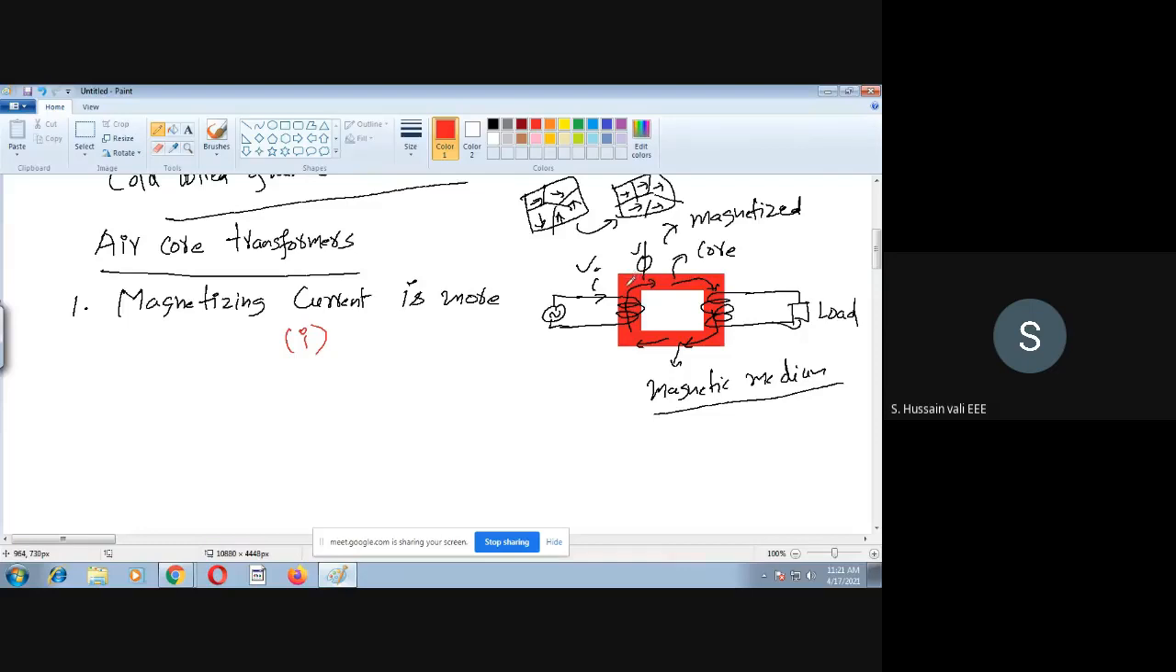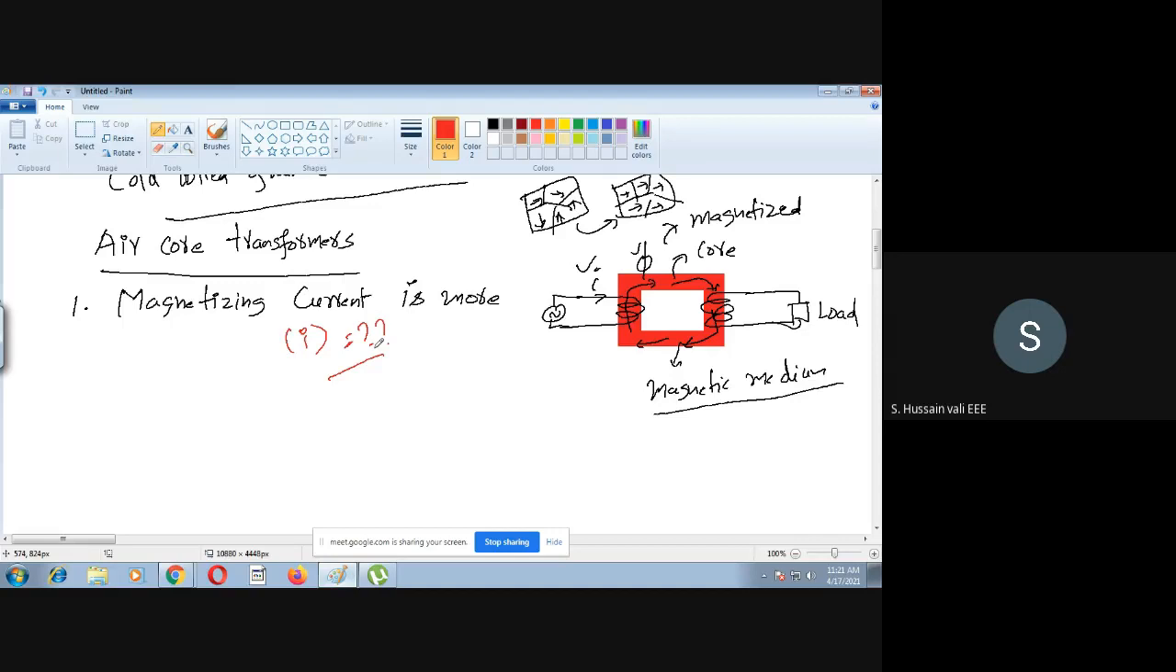So here comes the question: how much current do I have to supply so that the core becomes magnetized? That current you call the magnetizing current. So the current required to magnetize the core, which is present between the primary and secondary sides, is called magnetizing current.